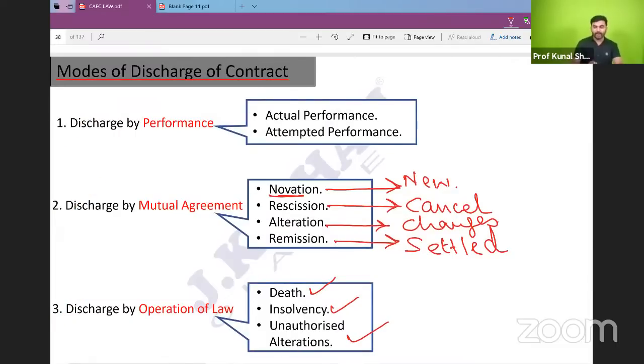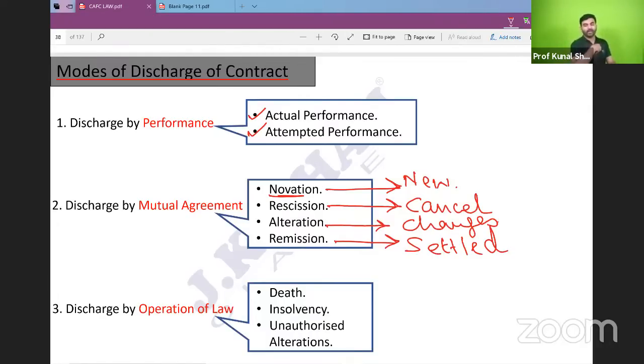The very first one is a contract getting discharged by performance. Whenever I say that a contract is getting discharged by performance, it can either be an actual performance or an attempted performance, which we had done just an hour back. Actual performance means both the parties are ready to perform, and they have actually performed it. The contract comes to an end because the contract is now executed in nature.